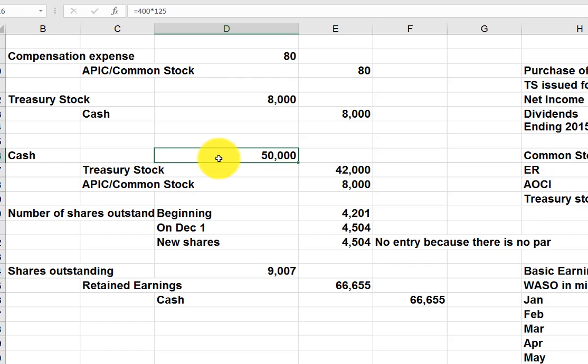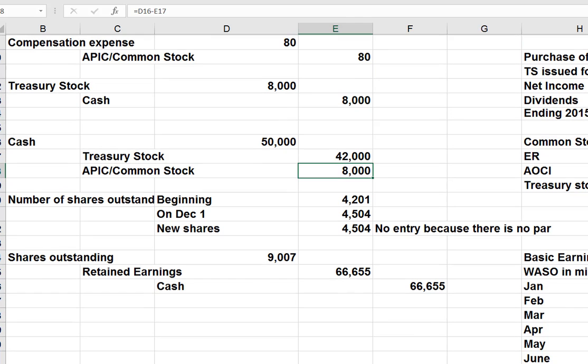So 50,000 million, which is 50, then credit treasury stock and credit additional paid in capital. Remember, you credit it for what we originally paid, which I gave to you, so you didn't need to look that up or anything. Difference goes in additional paid in capital, which this company really doesn't use. They put everything in common stock. They don't separate paid in capital from common stock.